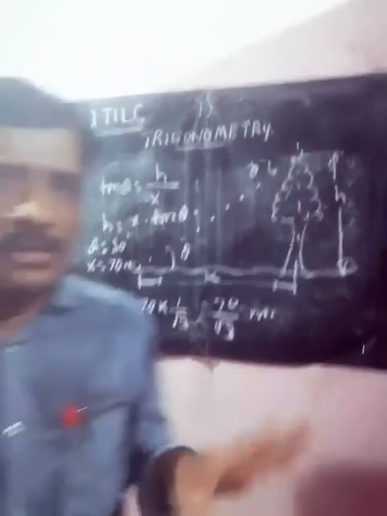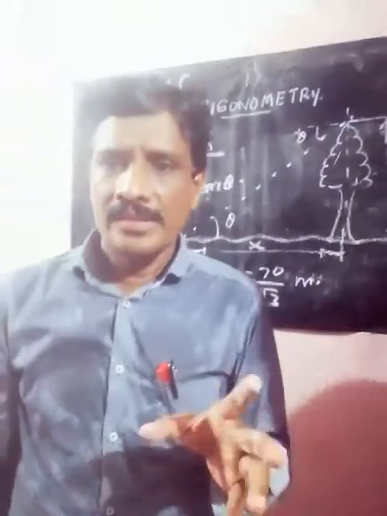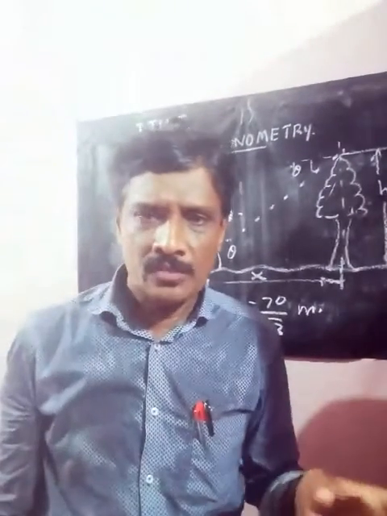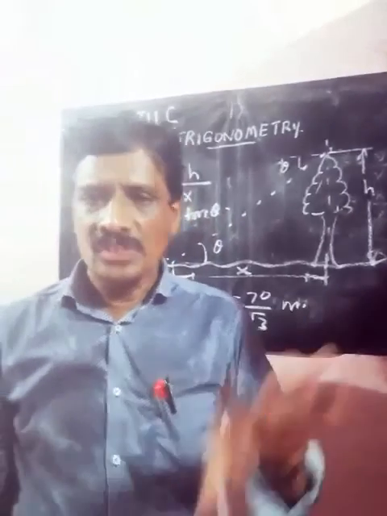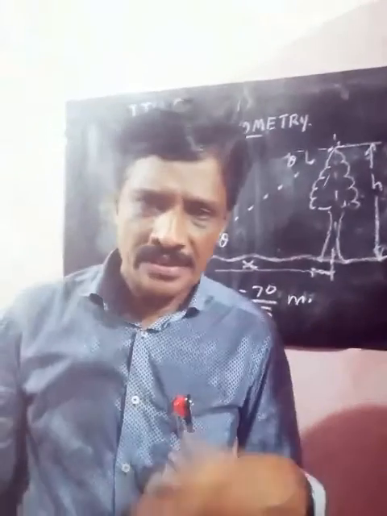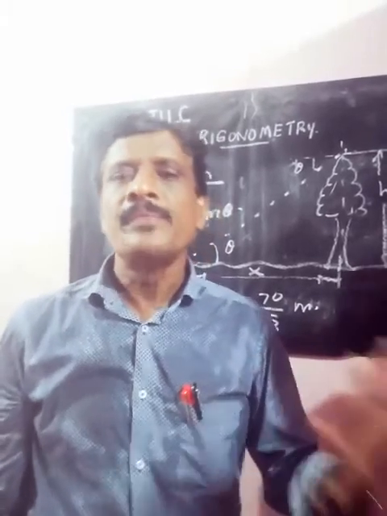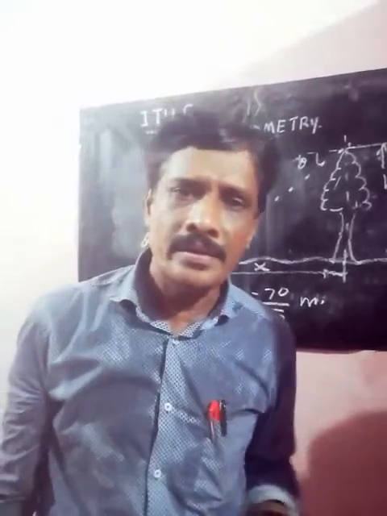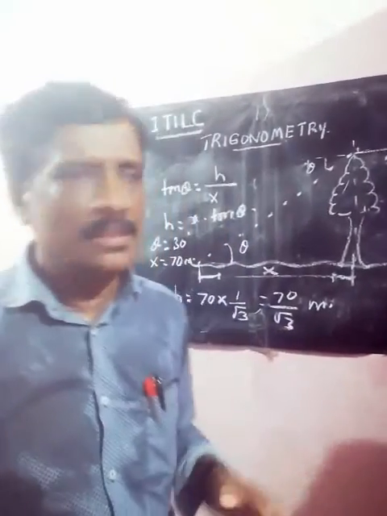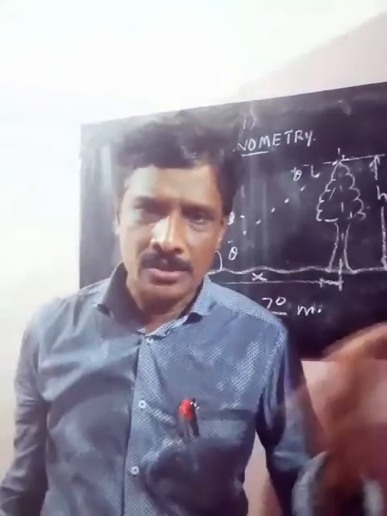So we have done it in the simplest manner, and we studied what the trigonometry functions are: what is the sine function, what is the cos function, what is the tan function, what are the reciprocals. That means 1 by sine angle becomes cosecant angle, 1 by cos angle becomes secant angle, and 1 by tan angle becomes cotangent angle. That is what we studied about how to measure the height of the tree.